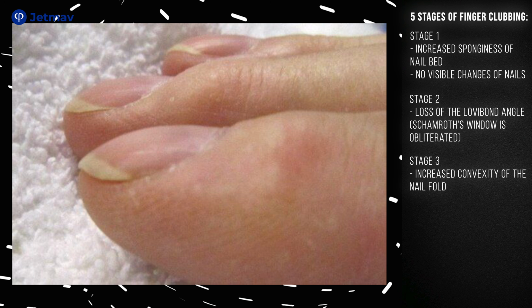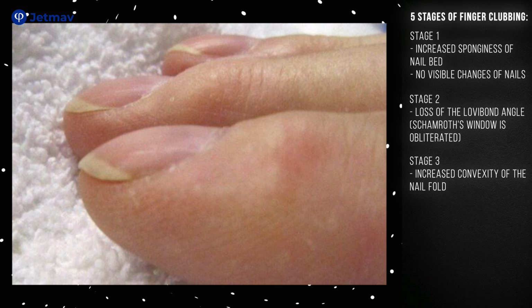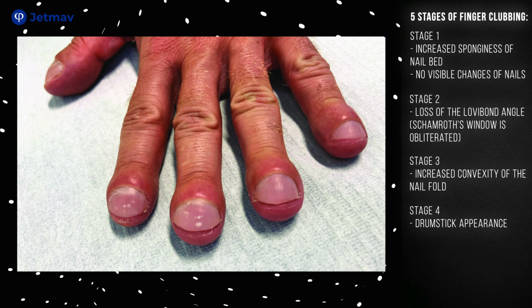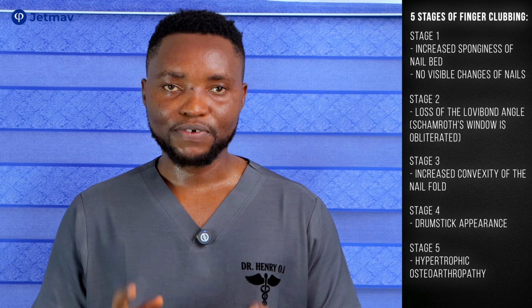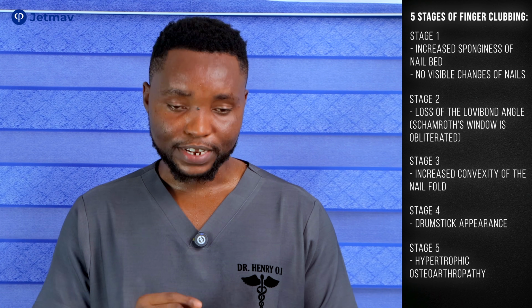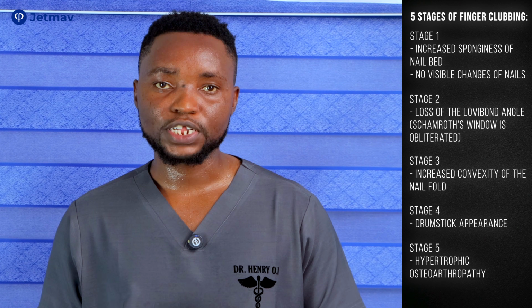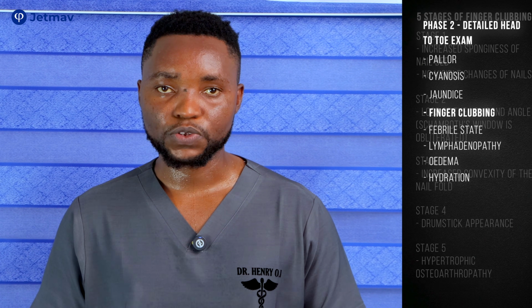Then in the third stage, there will be increased convexity of the nail fold, and the clubbing becomes apparent at a glance. Then by the fourth stage, there will be thickening of the whole distal part of the nail, giving the nail what we call a drumstick appearance. By the fifth stage, what we call hypertrophic osteoarthropathy, there will be striation of the nail and the skin around the nail. During your physical examination, if it is absent, you just say no digital clubbing. But if it is present, you try to stage it clinically with what we just listed.